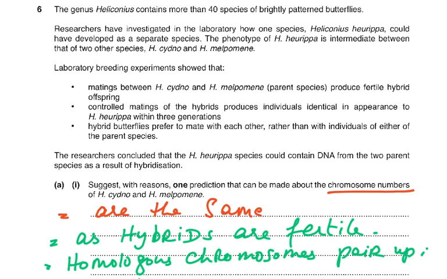Next we come to question 6. The genus Heliconius contains more than 40 species of brightly patterned butterflies.